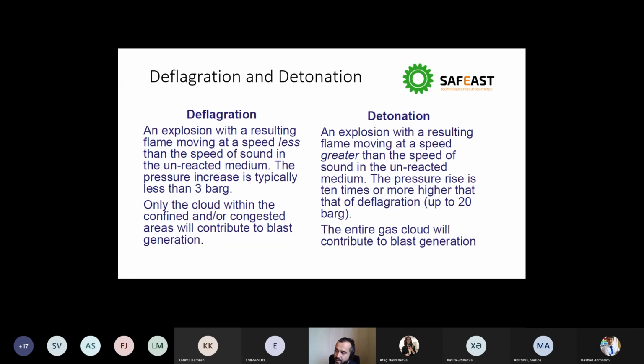And you can see that, due to this effect of moving speed, the entire gas cloud is contributing to the blast generation. So whatever flammable material you have in the cloud results in the overpressure.